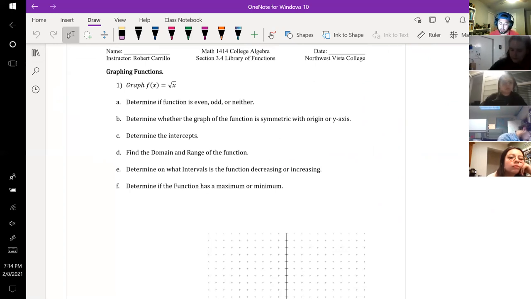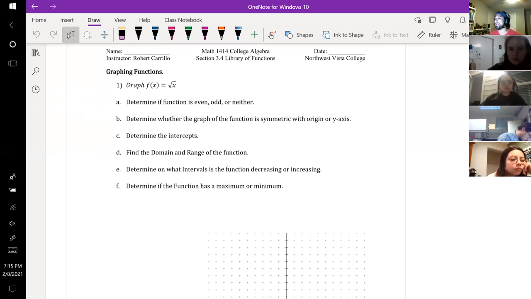So we have 3.4 today, the library of functions. So we're just going to cover properties of a function: whether it's even or odd, has intercepts, is symmetric, what the domain and range of the function are, where it increases, decreases, and whether it has a max or min. So just given a function, we should be able to find all of these components.